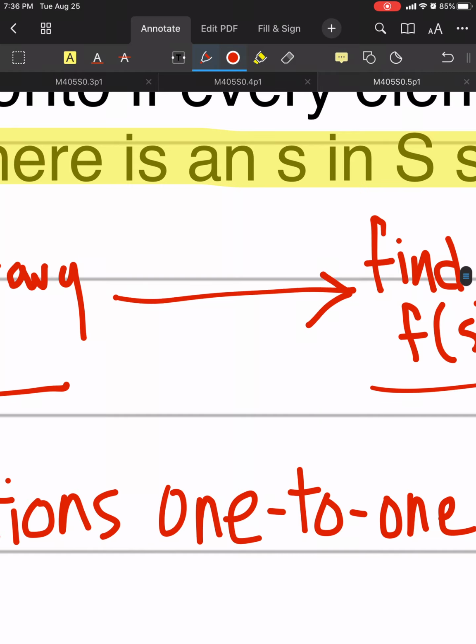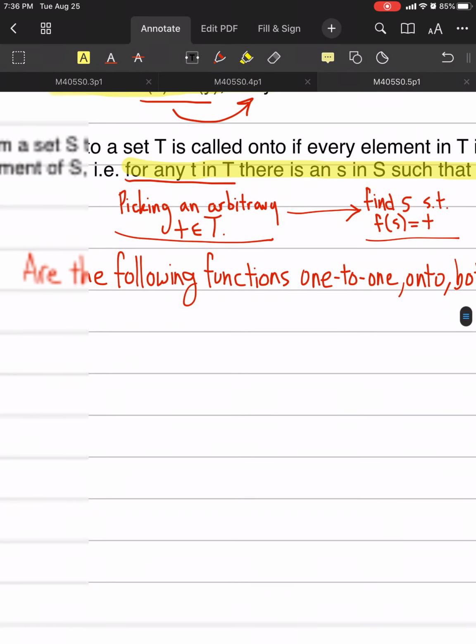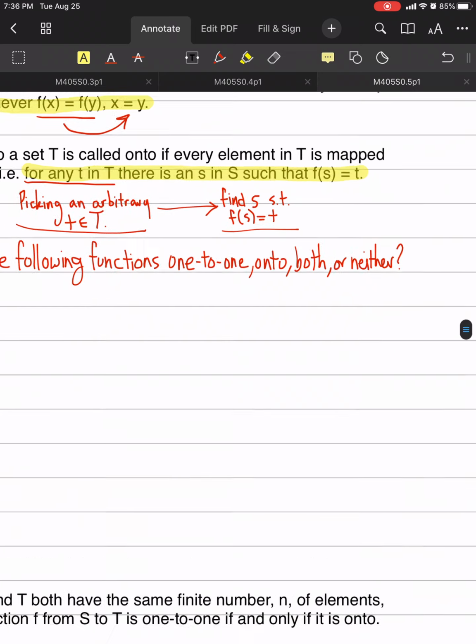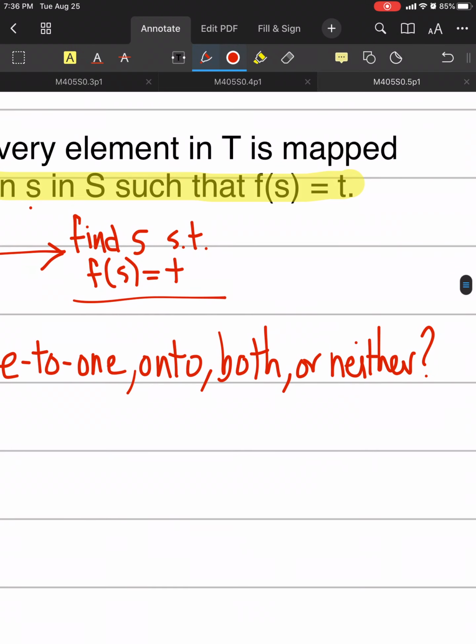You can't pick a particular one because it needs to work for every t. And this is the way any proof works in general. You pick an arbitrary thing of the kind you're talking about. Here it's an element t in your set, capital T, and then you want to find the next thing that satisfies whatever property is claimed. In this case, it's that you can find an s in S such that f of s is t.